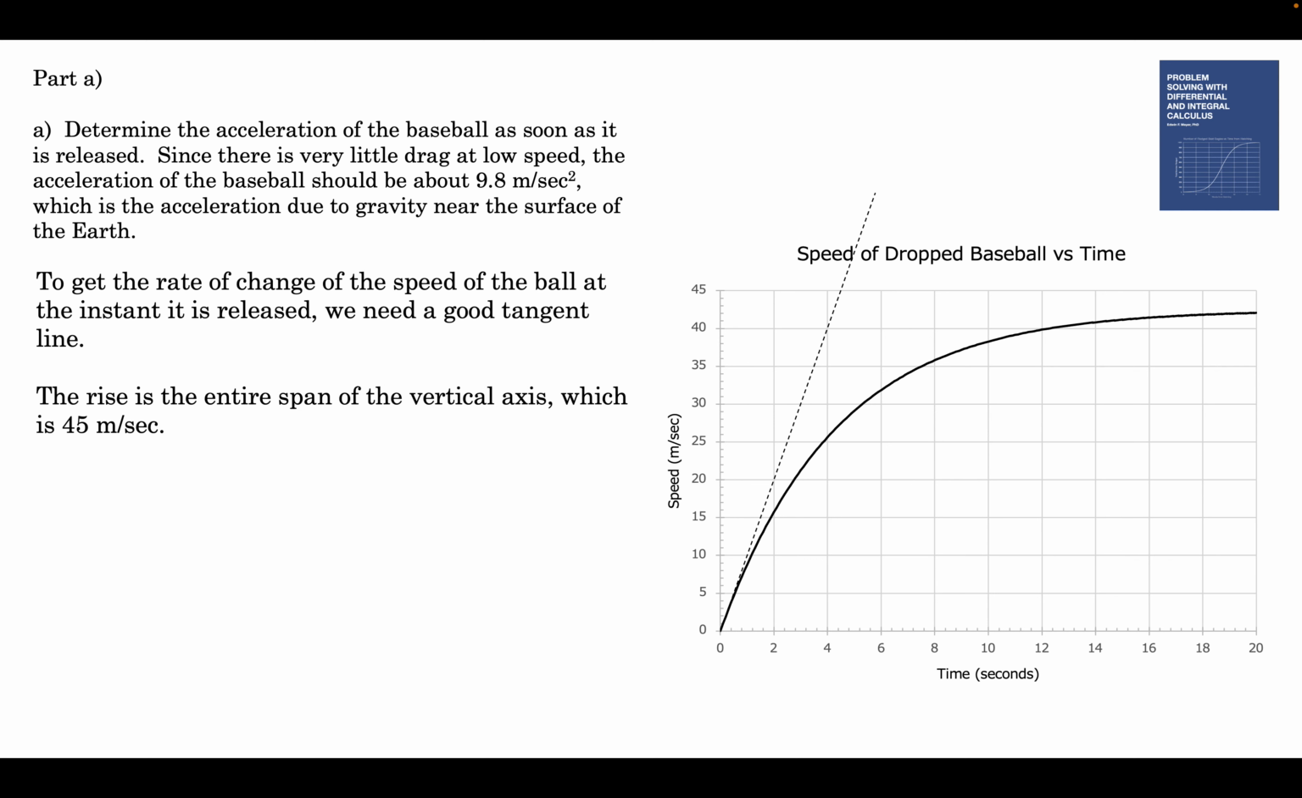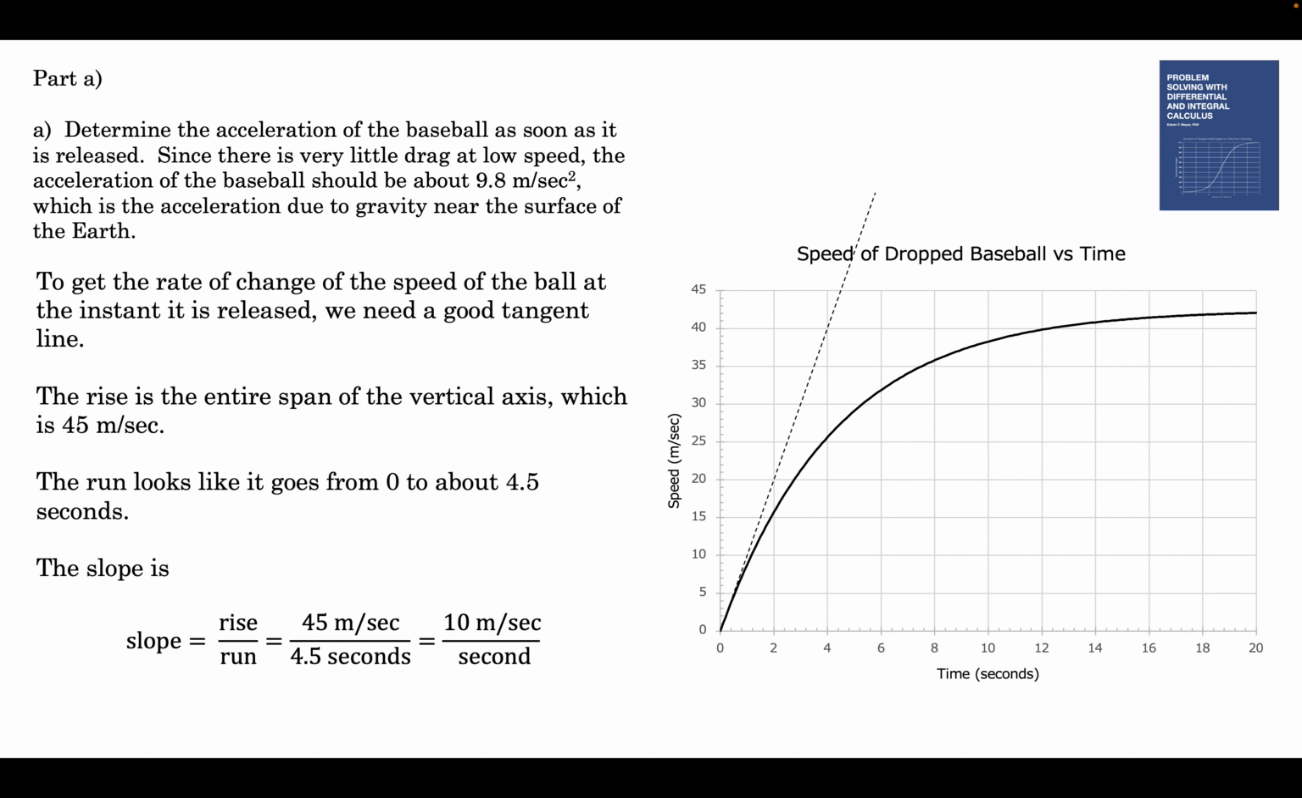The rise is the whole vertical axis, which is 45 meters per second. The run goes maybe 4.5 seconds. So the slope is 45 meters per second divided by 4.5 seconds, which is about 10 meters per second every second. The acceleration due to gravity near the surface of the Earth is 9.8 meters per second every second. So we're happy with that result.